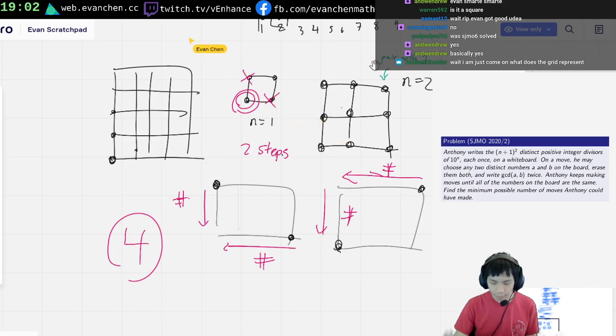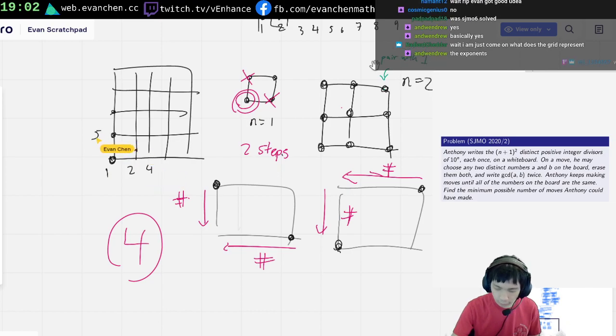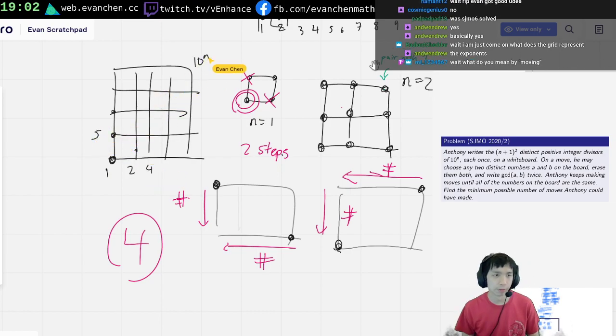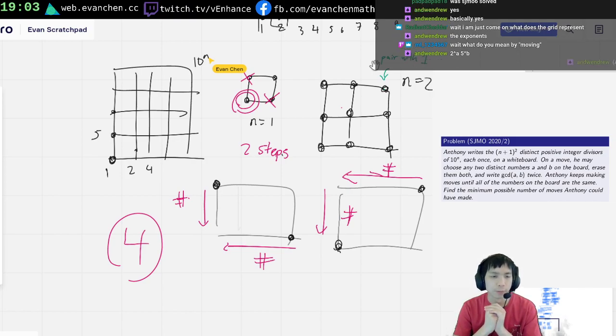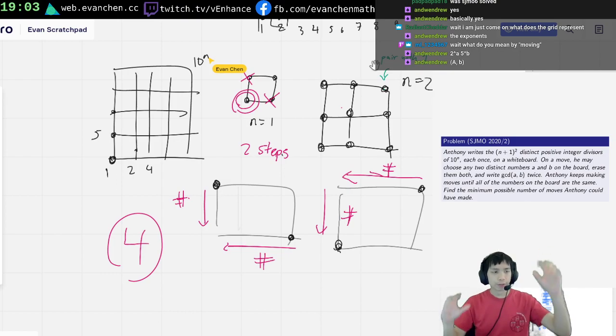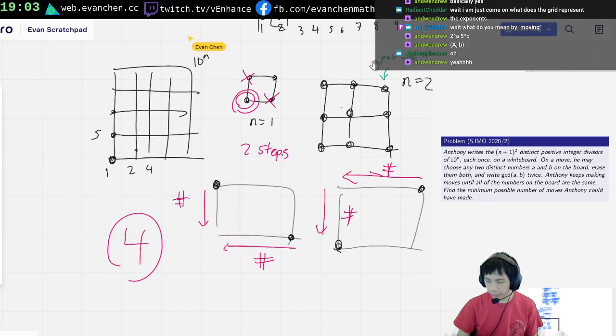What does the grid represent? Great question. Let me actually explain. I took the factors of 10 to the n and arranged them in a grid so that this is 1, 2, 4, this is 1, 5, and then 10 to the 10 is up there. That's what the grid represents. What do I mean by moving? I literally mean moving. I'm imagining there's some counters, and in a move I can take two counters like this and move them both here, or I can take two counters like this and move this one to match that one.